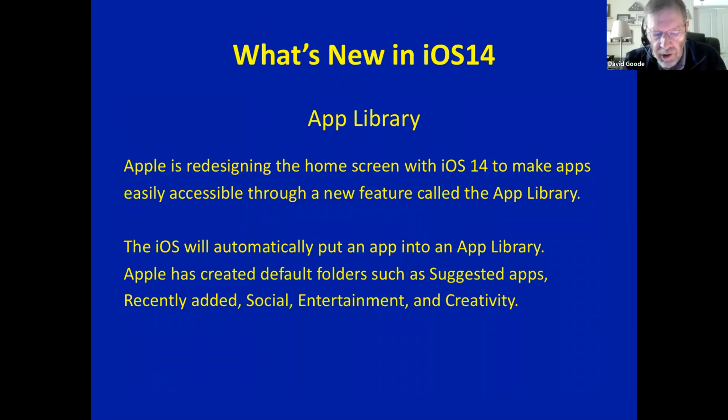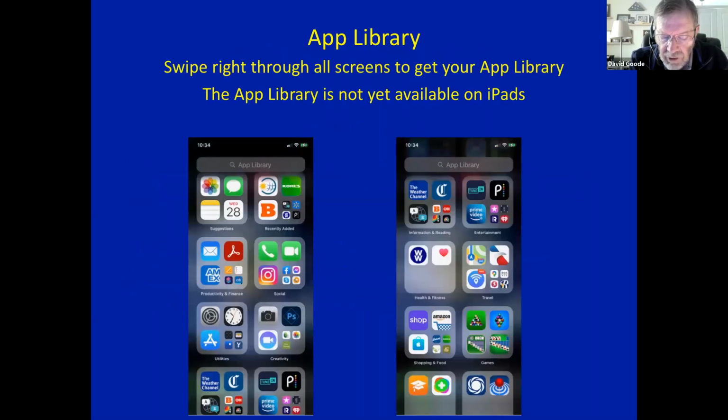The new app library makes groupings out of similar applications. Unfortunately, as of now, the default folders cannot be customized. Swipe right to left across the screen and your app library appears. Here's what my apps look like in this new library setup. This feature is unfortunately not yet available on the iPad, but you can see that you have productivity, finance, social, utilities, creativity, health and fitness, travel, and so on already pre-selected for you.